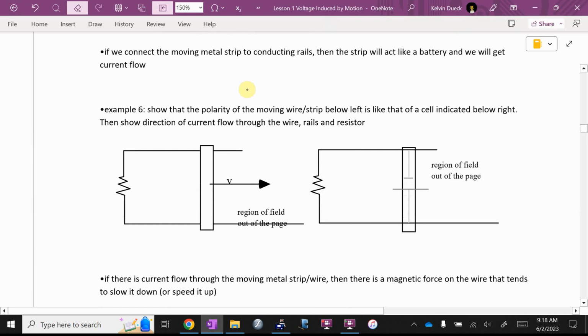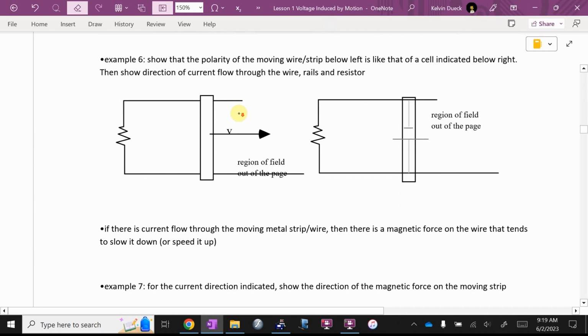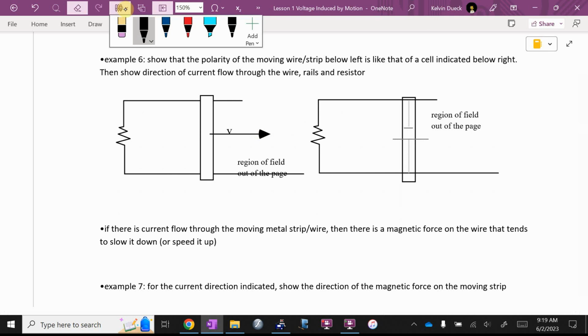So here was Faraday and Henry's first idea. They said, what if we take that metal bar and we lay it on conducting rails, so as we're pulling it, maybe now we can make it part of a circuit. In fact, the strip will act like a battery and will get current flow. So example 6 shows that the polarity of the moving strip or wire is like that of the cell. Let's put, again, our little proton right there.